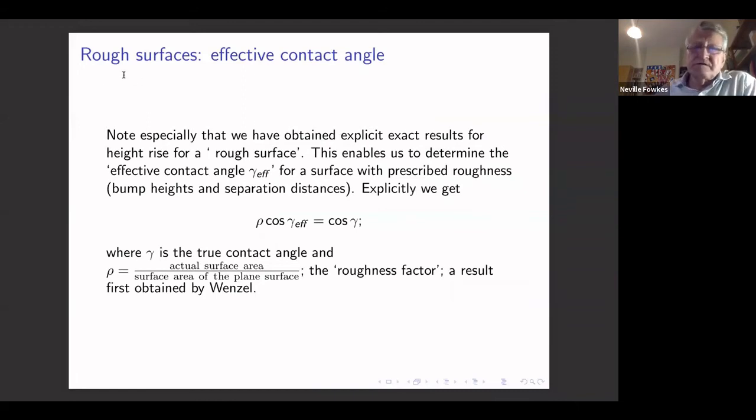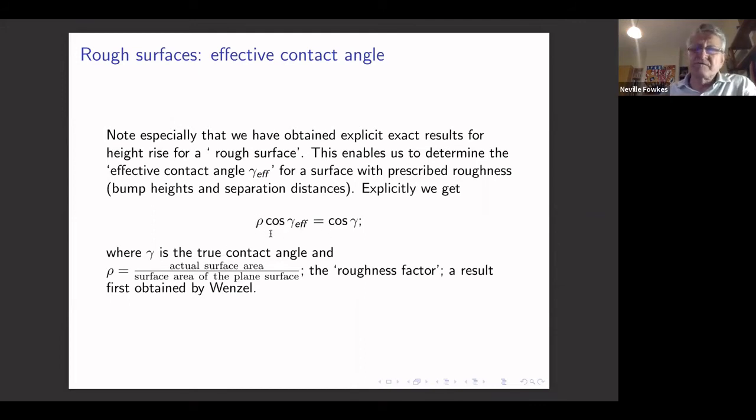But the important thing to notice, going back to that rough surface, is that it's really an interesting result, because it enables you to determine an effective contact condition for this rough surface, defined in terms of the size and distribution of these bumps along the surface. And this is it.